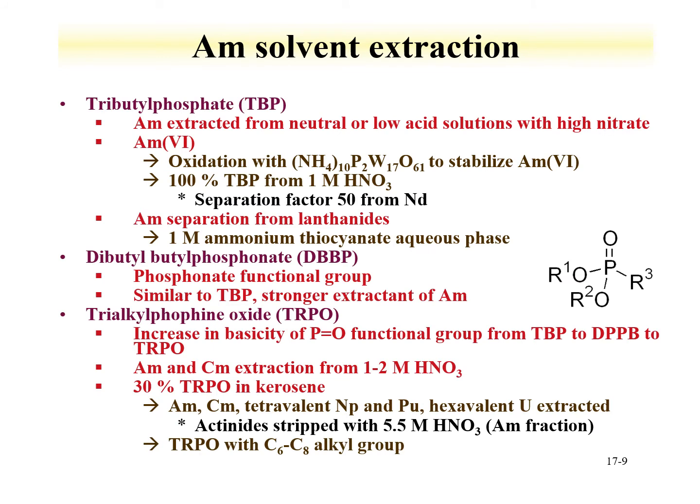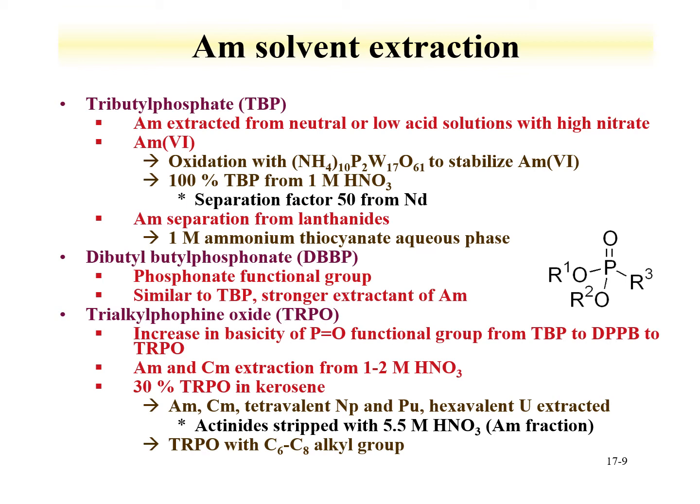The trivalent metal ions, americium and curium, can also be separated, and we'll describe both those metal ions. Tributyl phosphate separations based on solvent extraction of americium can be achieved. Americium could be extracted from neutral or low acid solutions with high nitrate. Also, oxidation of americium to the 6th state will achieve a separation, as we discussed.